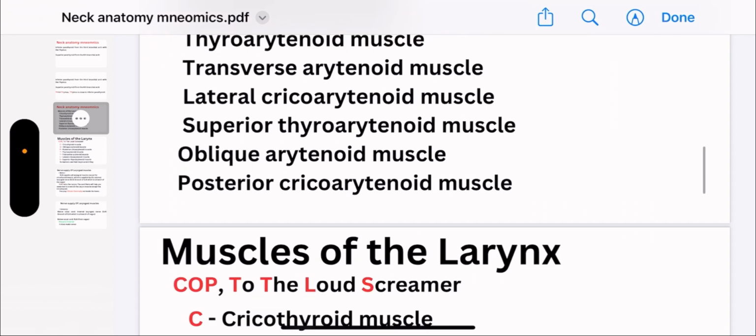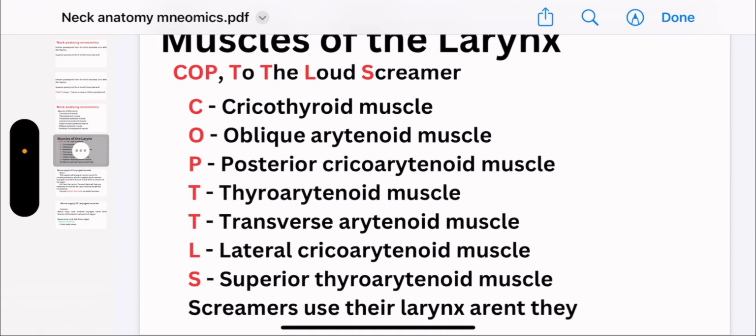You can remember them by remembering COB, C-O-B, for a police COP, to the loud screamer. C-O-B in COP: C for cricothyroid muscle, O for oblique arytenoid muscle, B for posterior cricoarytenoid muscle. T in 2 for thyroarytenoid muscle, T in the for transverse arytenoid muscle as shown on the screen, L in loud for lateral cricoarytenoid muscle, and S for superior thyroarytenoid muscle.